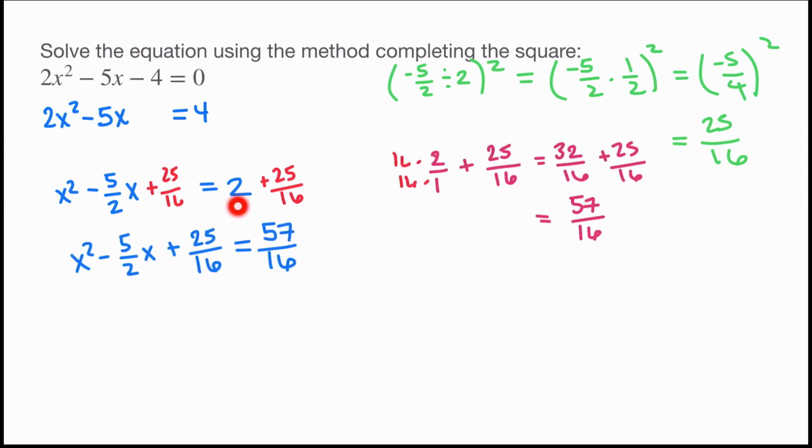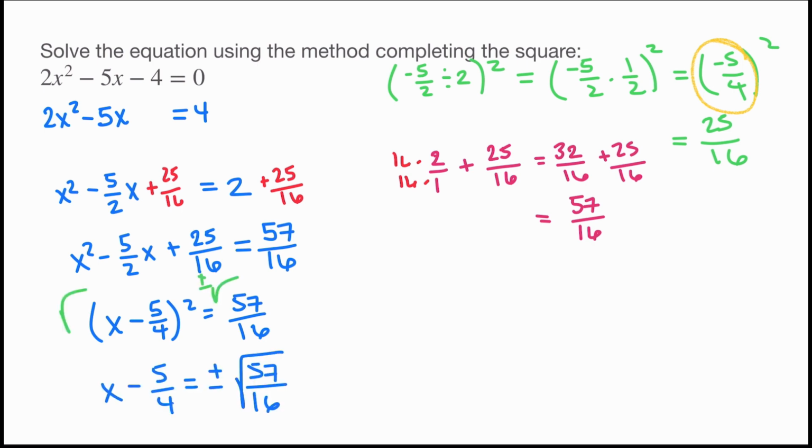On the right-hand side, I'm going to take 2. Here we go, 2 over 1 plus 25 over 16. Get a common denominator. The 2 over 1 becomes 32 over 16 plus 25 over 16. That's 57 over 16. Now I have to factor that left-hand side. I can factor that as something squared. And it's going to be x, and then it's always that number that you squared. So in this case, it'll be x minus 5/4 squared. So x minus 5/4 squared equals 57 over 16.